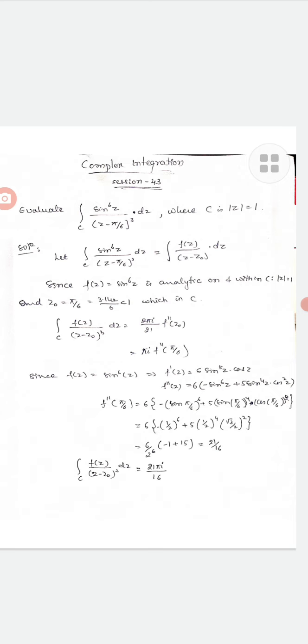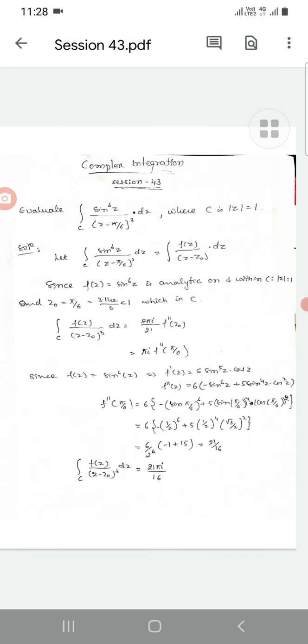Now after comparing, we get f(z) equal to sin^6 z, which is analytic within C with radius r equal to 1, and z naught is equal to pi by 6. We know that pi by 6 is less than 1, so that means the point is also inside C.